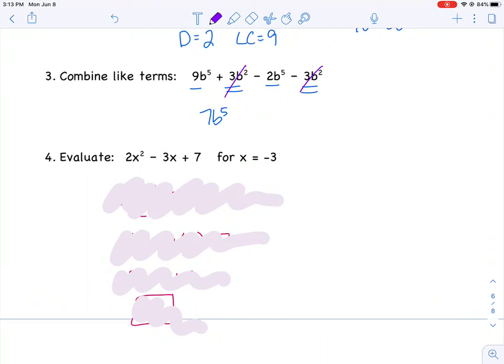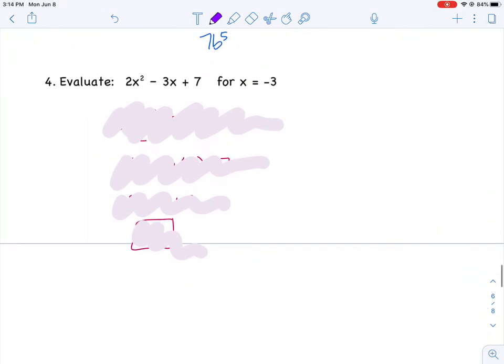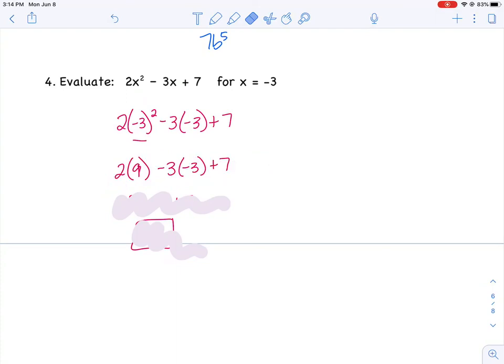In number 4, it asks us to evaluate this trinomial when x equals negative 3. So wherever you see an x, you should be plugging in a negative 3. Making sure that you follow the correct order of operations, you should be doing your exponents first before multiplying. So negative 3 squared, that's negative 3 times negative 3, is positive 9. Then you can go through and start to multiply before you add or subtract. I ended up getting 18 plus 9 plus 7, or a final answer of 34.